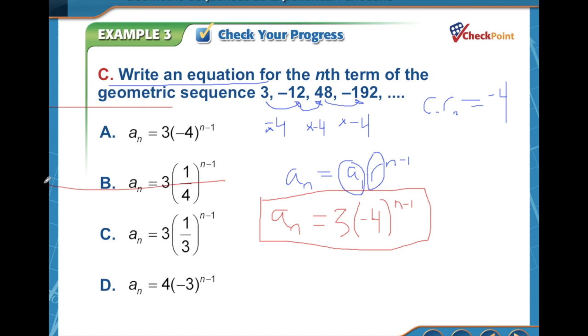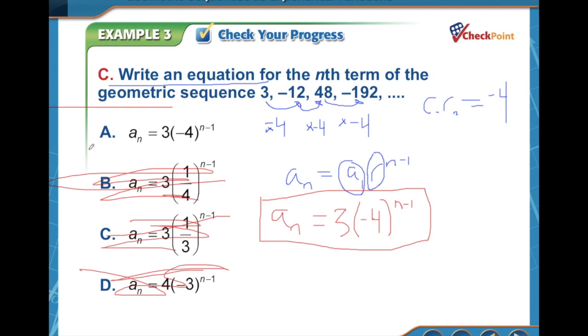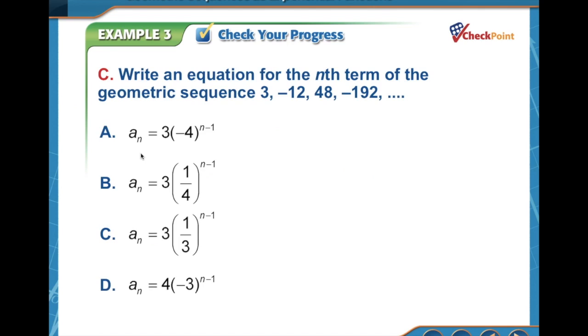B has 1/4 as our multiplier. That's wrong. 1/3 is also wrong. Negative 3 is not right either. So it looks to me like A is done perfectly. This is exactly what we wrote. Has the right multiplier, has the right first term as 3. So A, we confirm for 3C. A sub n, any term, is equal to 3 times the quantity, negative 4 to the power of n minus 1.